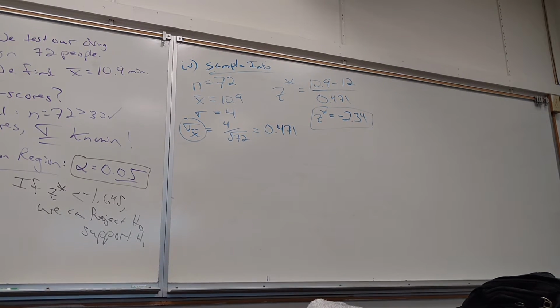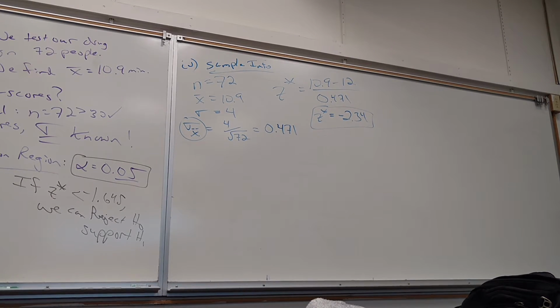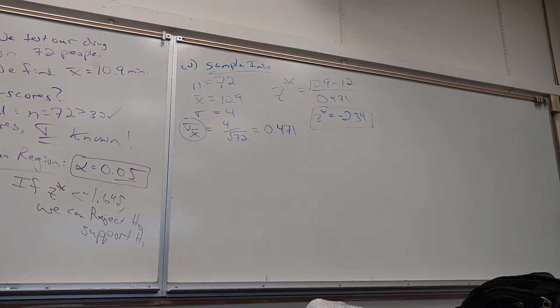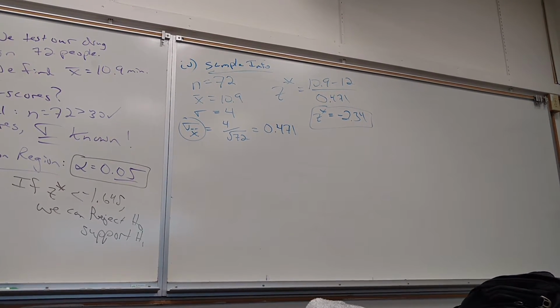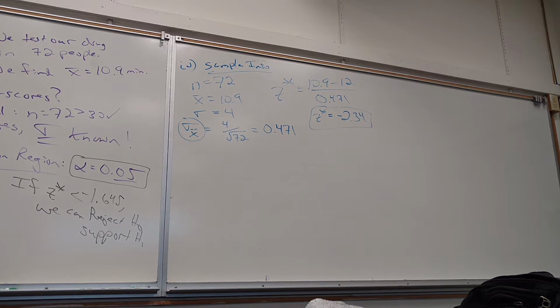So what's more likely is that mean is in the wrong place. My drug actually has a lower mean. Is this definitive absolute proof? Of course not. There's always a chance that we are wrong.